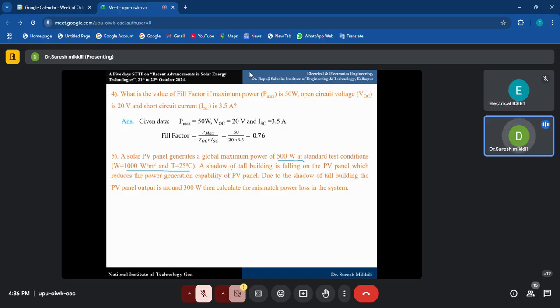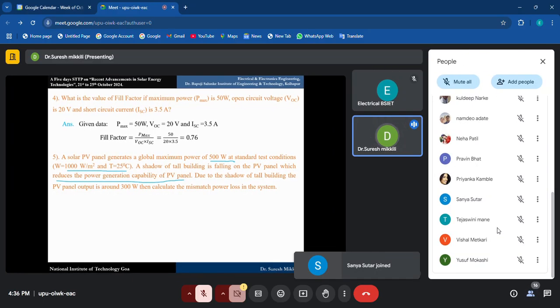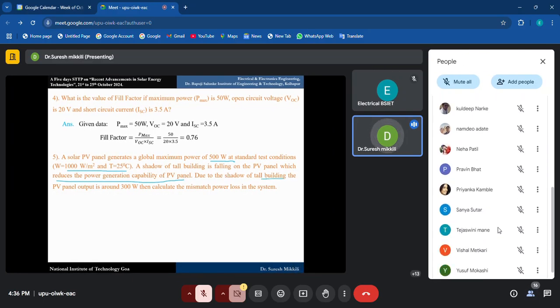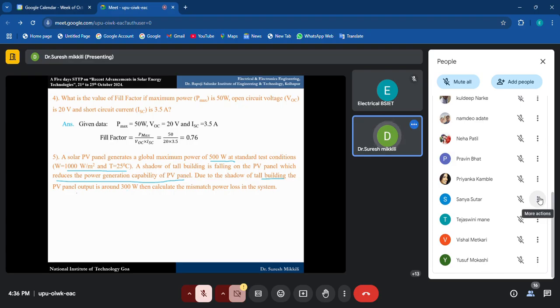Now there is a shadow of a tall building falling on the PV module. Because of the shading, there is a reduction in the capacity of the module. Due to the shadow of the tall building, the output power is reduced to 300 watt. Then what is the mismatching loss? Can you tell me? Percentage of mismatching loss I want.